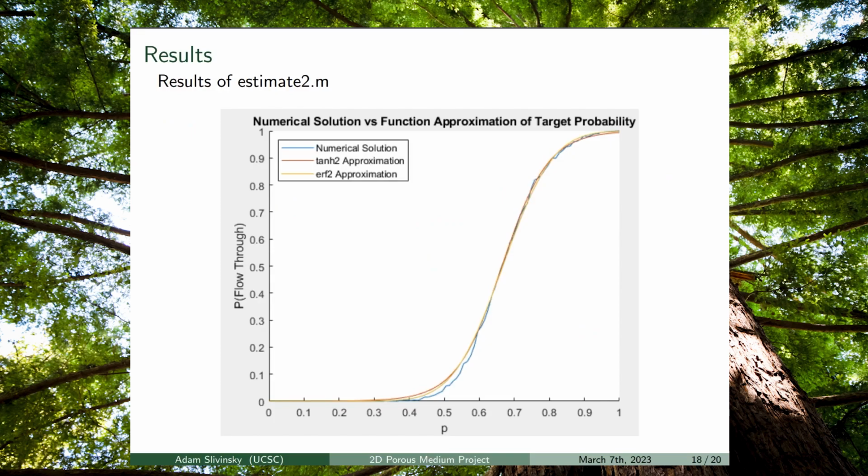And putting everything together, we can plot the numerical solution from flow for the matrix dimension n equals m equals 10, and we can plot the hyperbolic tangent and error functions as functions of only the matrix dimension and the porosity, and we can see that these functions are a good approximation to the numerical solution for our target probability that water reaches the bottom of a square 2D porous medium.